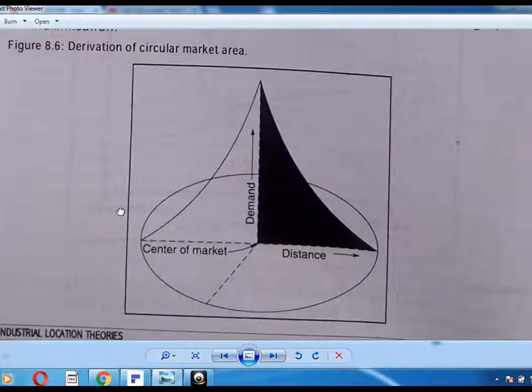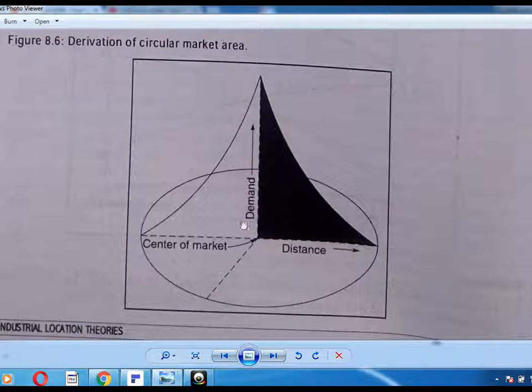Here is the industrial location theory we now discuss. It is a core area, a circle. Here is the demand curve, demand and distance. As distance increases, demand decreases.